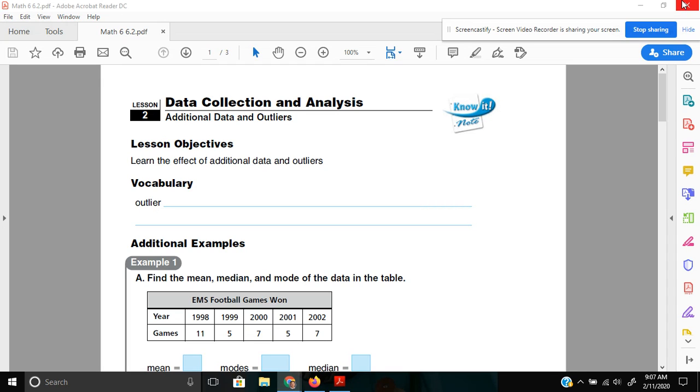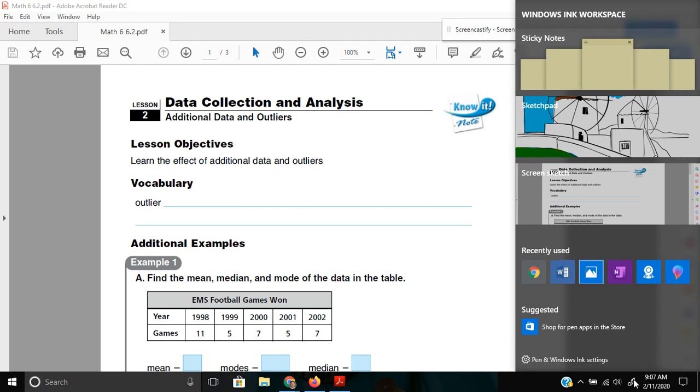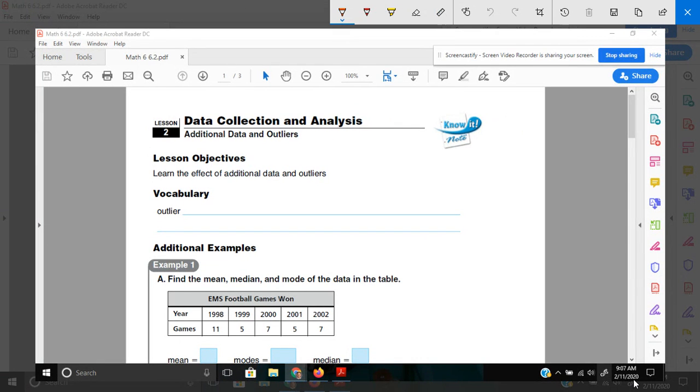All right, hello, sixth graders, and welcome to lesson 2, where today we'll be discussing mainly outliers. We're going to be taking a lot of what we learned last section and just adding in one thing. And today we're going to add in what's called an outlier.